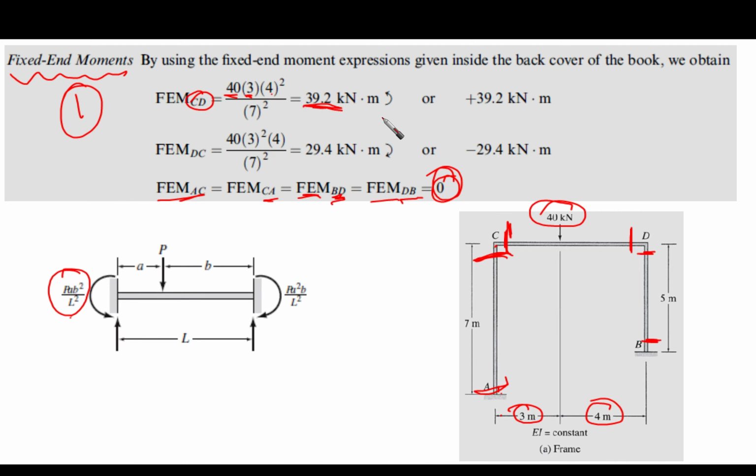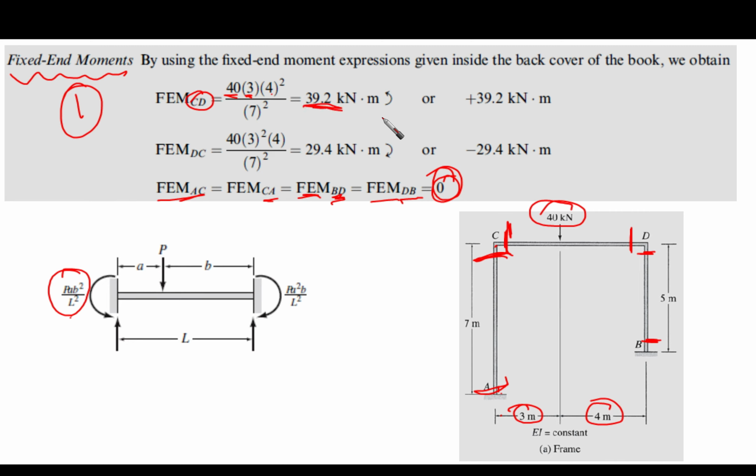Before that, we want the chord rotations, because they are going to be in the slope deflection equations. So we need to determine them. They're easy, as we said. Psi AC is going to be delta over the height, so it is delta over 7. But we put minus here. Why? Because it is clockwise. Similar here, theta BD is clockwise, so it is negative. It's going to be delta over the height, which is 5 meters.